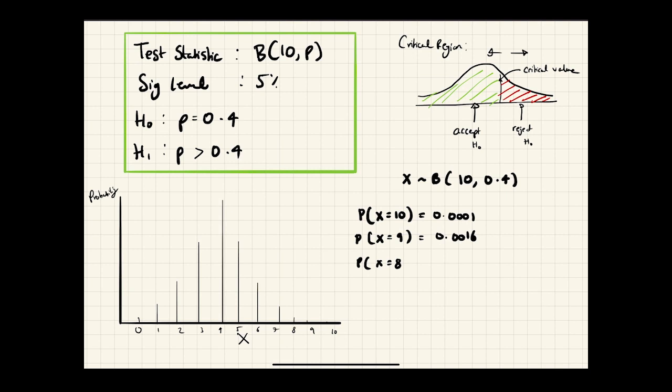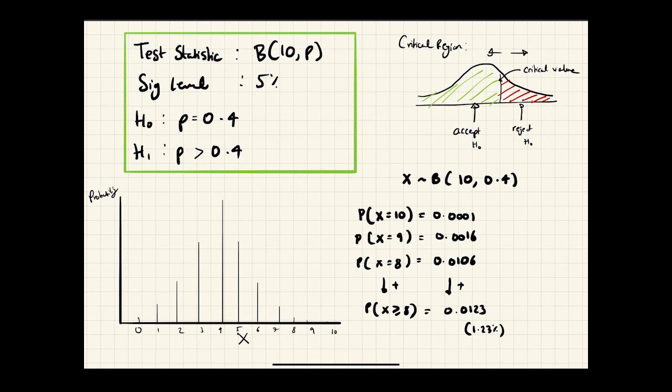What is that probability going to be equal to? Well, that's 0.0106. So what do we find if we add up all these probabilities together? Well, if you add them all up, what this is going to give you is the probability that X is more than or equal to 8. So if you add them all up, you get 0.0123. And 0.0123 is actually the same as 1.23%. Now, this value is less than our significance level of 5%.